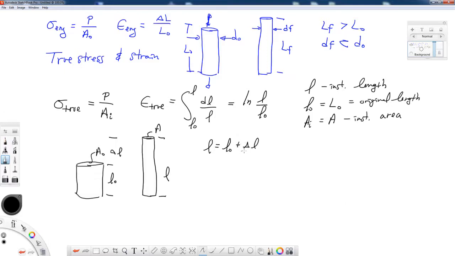Well, if we use this and we go back to our definition of our logarithmic strain, I'm just going to call this epsilon now. A logarithmic strain is our current length, which is our initial plus our change in length, divided by our initial length. Take the logarithm of that quantity.